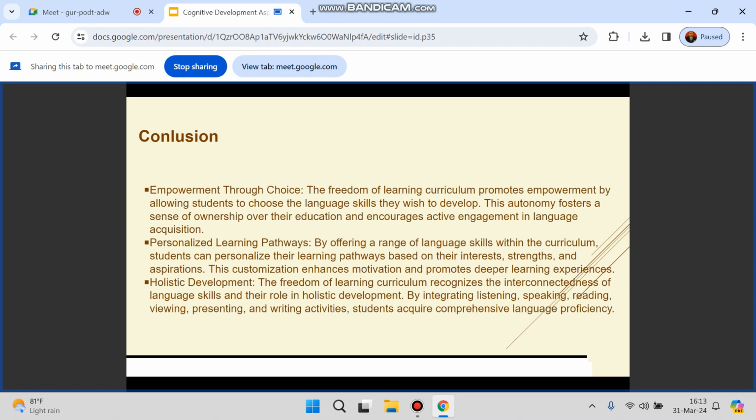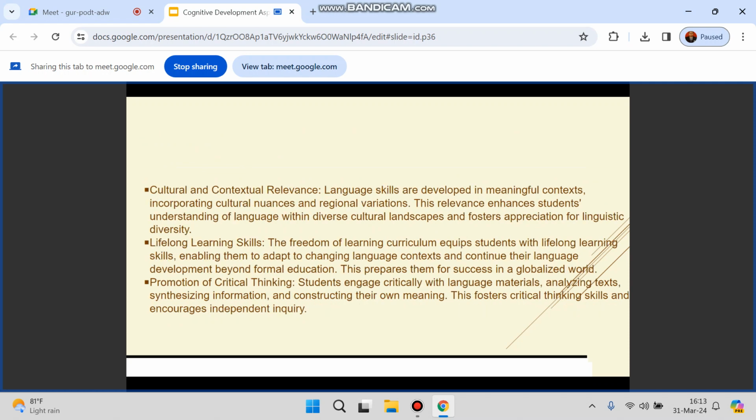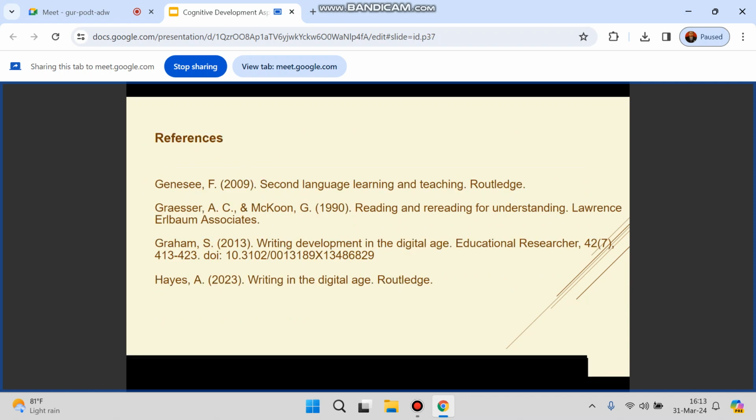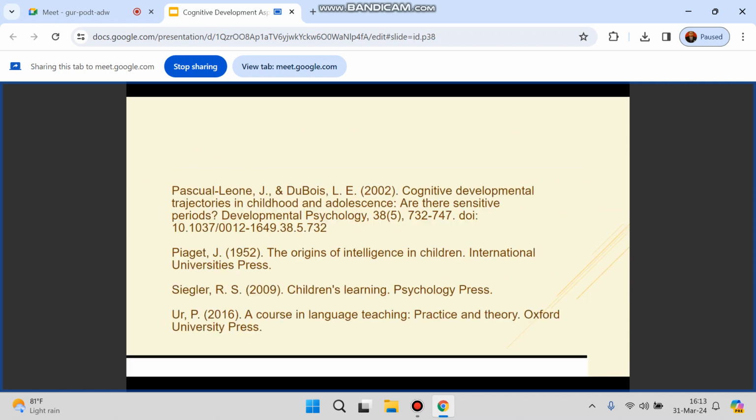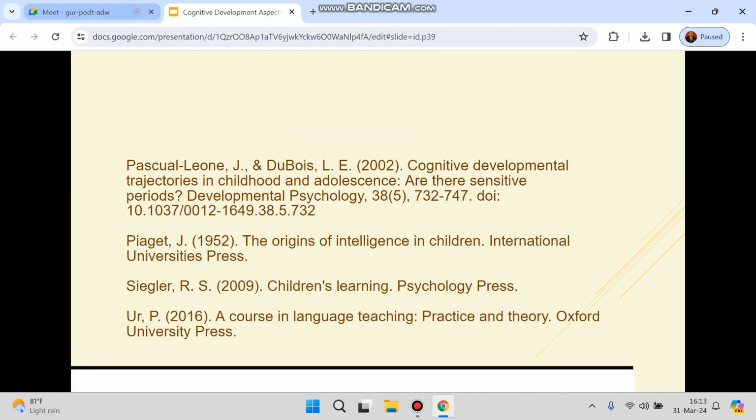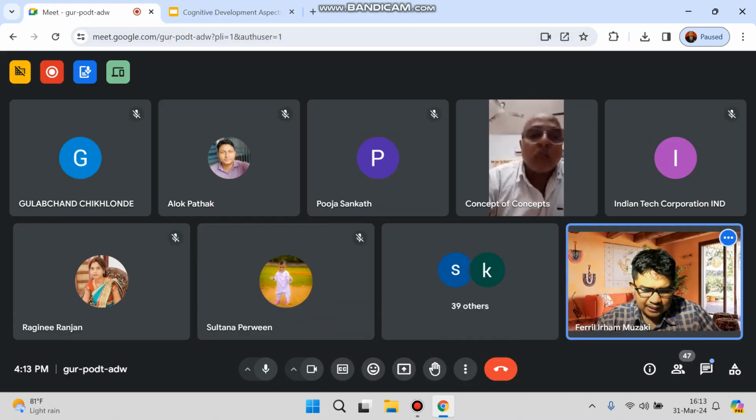In conclusion, Merdeka Belajar, or freedom of learning curriculum, is empowering through choices, personalized learning pathways, holistic development, cultural and contextual relevance, lifelong learning skills, and promoting critical thinking. Okay, I think that's all from me, and thank you so much for the chance to speak here. Thank you.